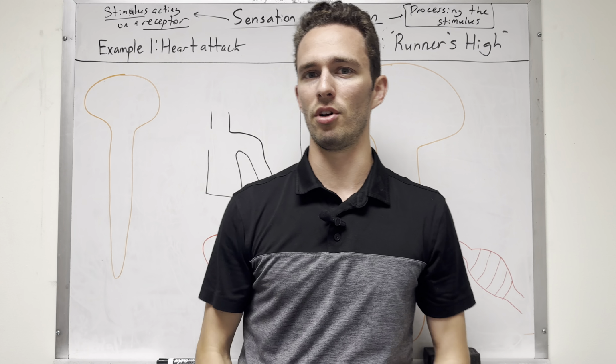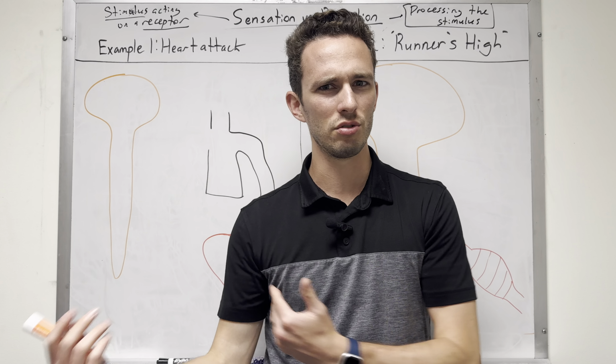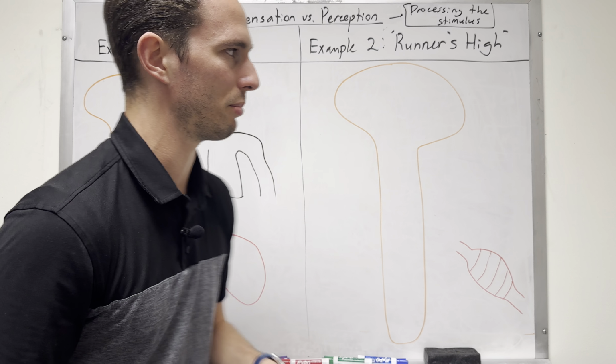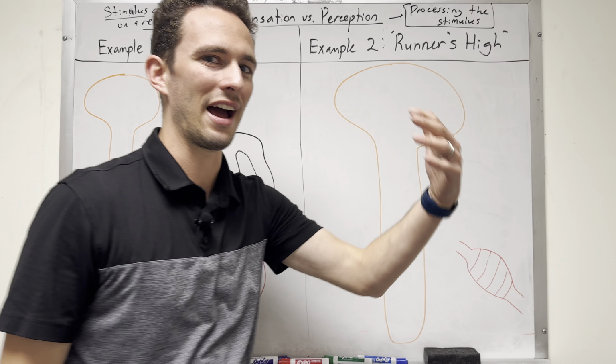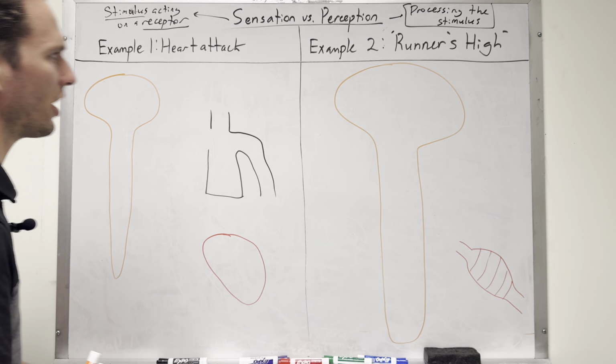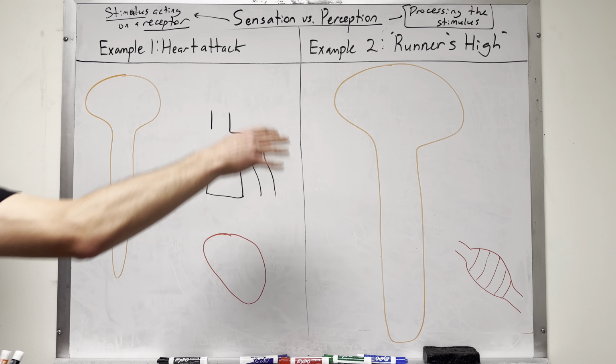This is very simple. So how do we understand the two separately? Well, I've got two wonderful examples of this. Number one will be a heart attack, and the second one will be something you've heard of before called the runner's high, right? When you're running and you feel really euphoric and good. So what's going on in each of these and how does sensation and perception play a role?